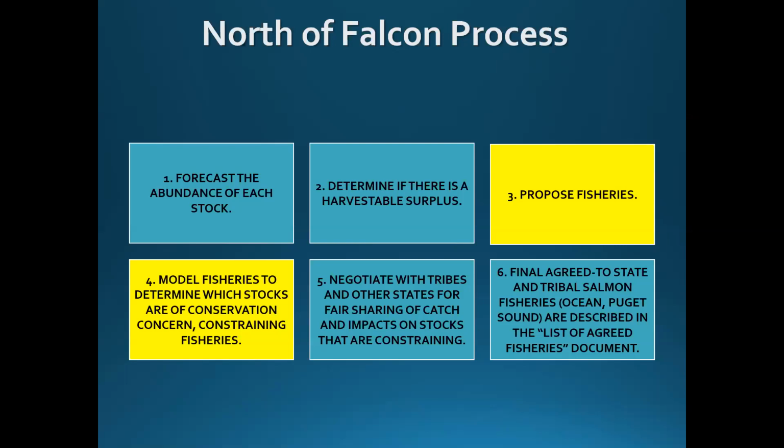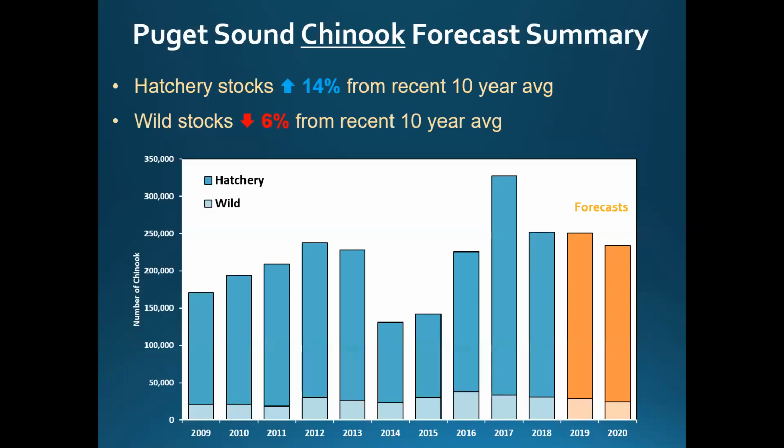With that, we're negotiating with the tribes. We're negotiating between user groups, marine opportunity, freshwater opportunity, trying to take all that into consideration as we craft a fisheries package, which we try to get to usually by the early part of April. It's called the LOF, the List of Agreed Fisheries. And that helps as the first step in getting our salmon seasons in place.